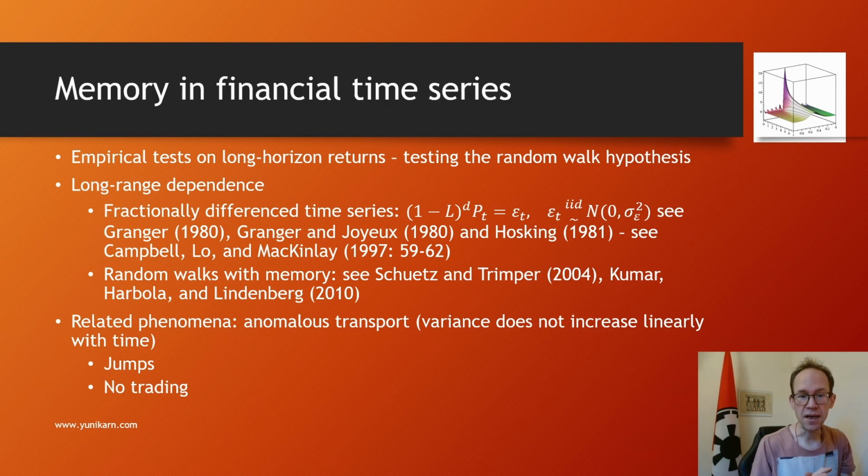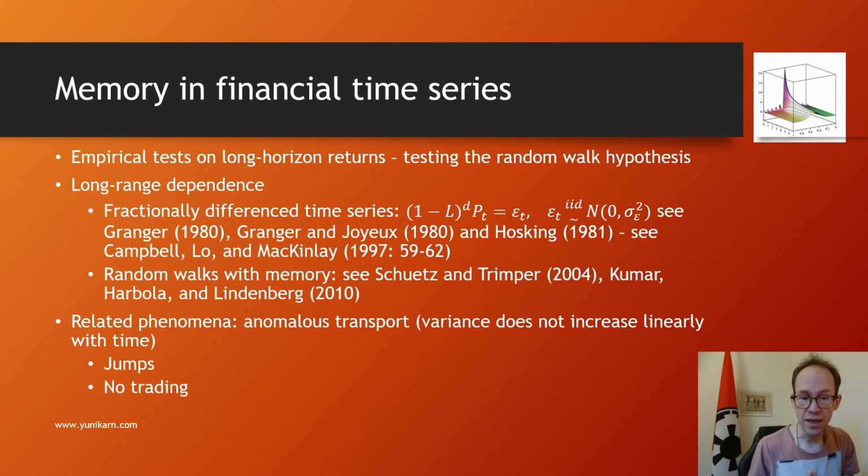The finance and econometrics literature tends to focus on fractionally differenced time series to capture the alleged long-range dependence. You see an example on this slide. Note that capital L refers to the lag operator. So if you take the parameter value d equal to 1, you obtain the random walk model. But d does not have to be an integer. Hence we call this time series fractionally differenced.